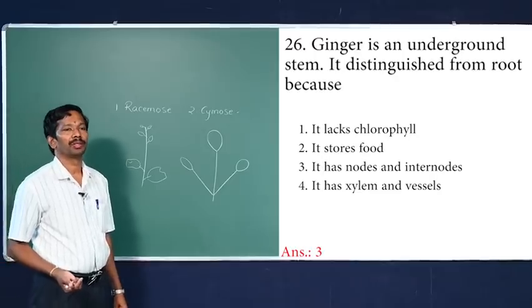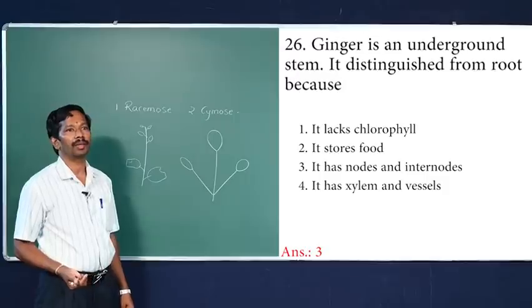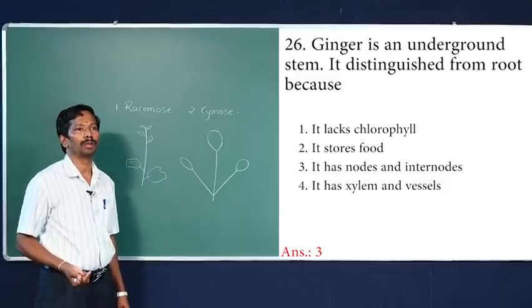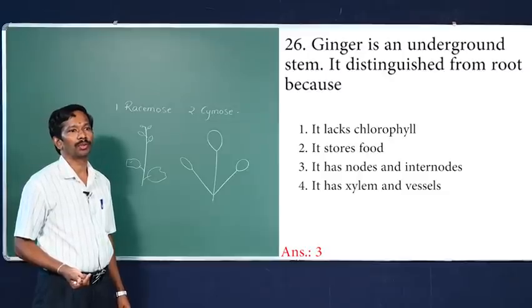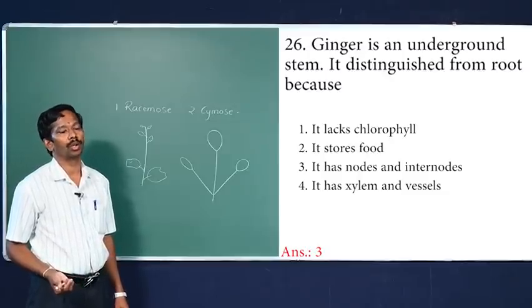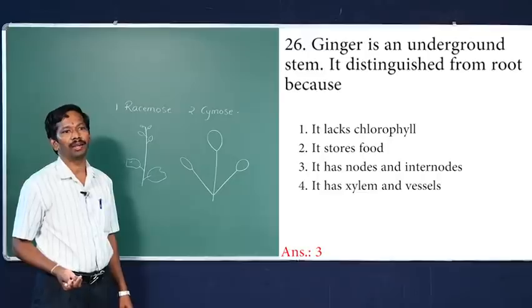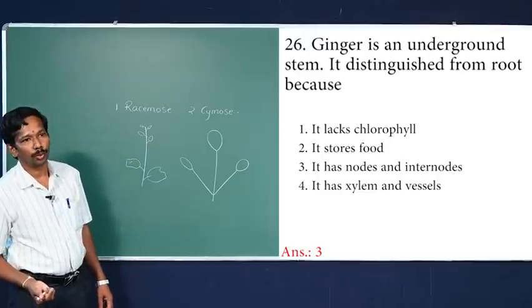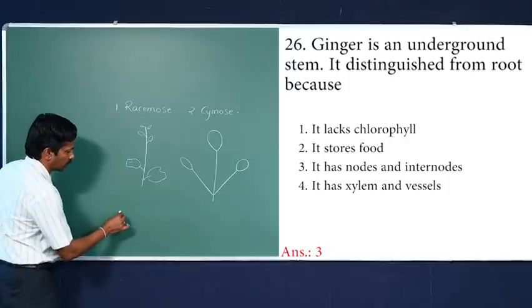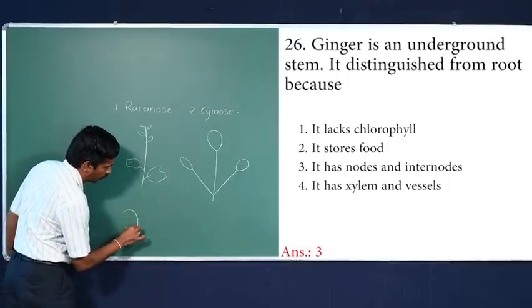Next question. Ginger is an underground stem and it is distinguished from roots because: first option, it lacks chlorophyll; second option, it stores food; third option, it has nodes and internodes; and fourth option, it has xylem and vessels associated with conduction. So the answer should be it has nodes and internodes. So it is an underground modification of the plant.